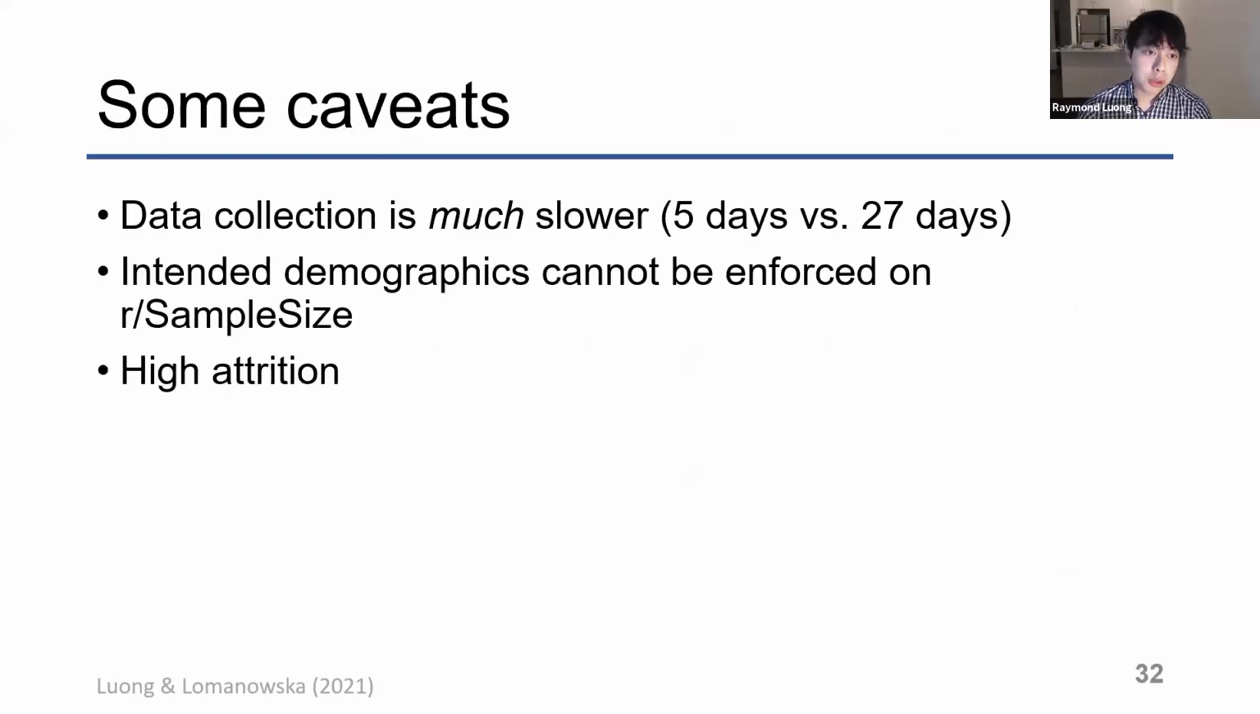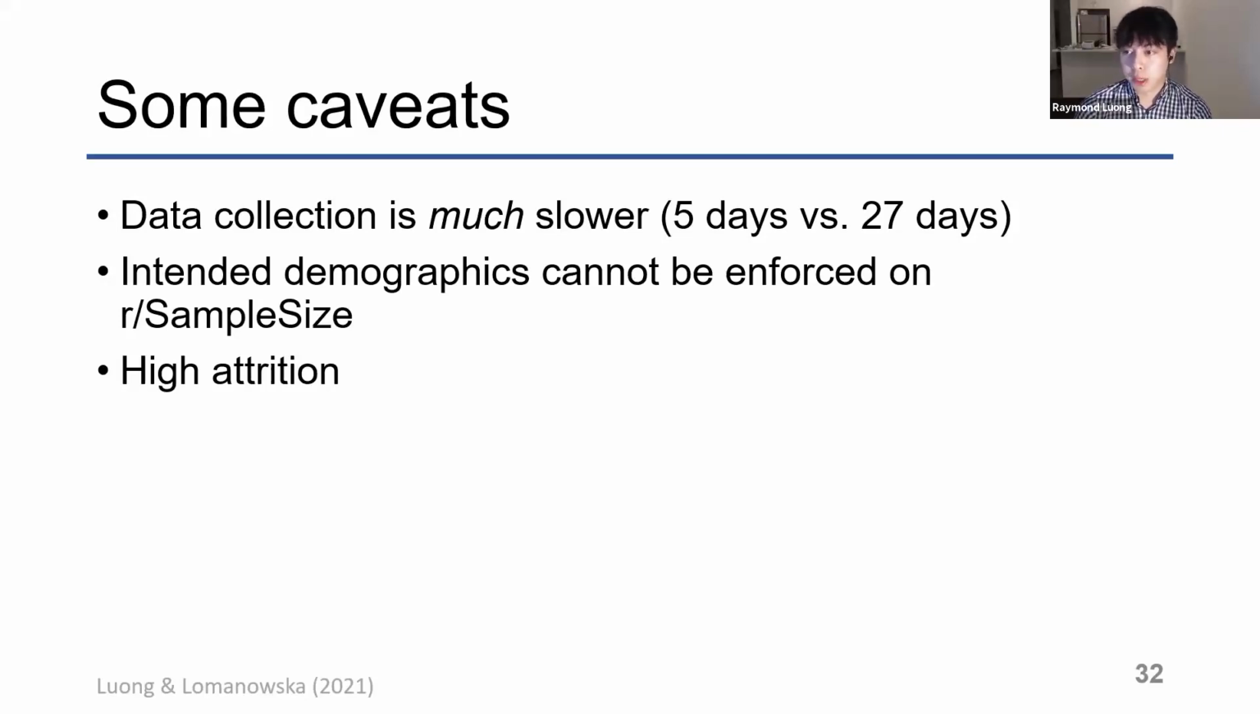So some caveats we also discovered in this study is that data collection comparatively is much slower. MTurk is known for having very fast data collection speeds, and Sample Size is much slower, taking almost, in this study at least, 1 month to collect data. The other thing is that although we have demographics here, you can't enforce any of them. Anyone can just click the links as they want to on Sample Size. And we had high attrition rates: I think around 193 or 194 participants started but didn't even make it to debriefing, even though we had 277 completed.